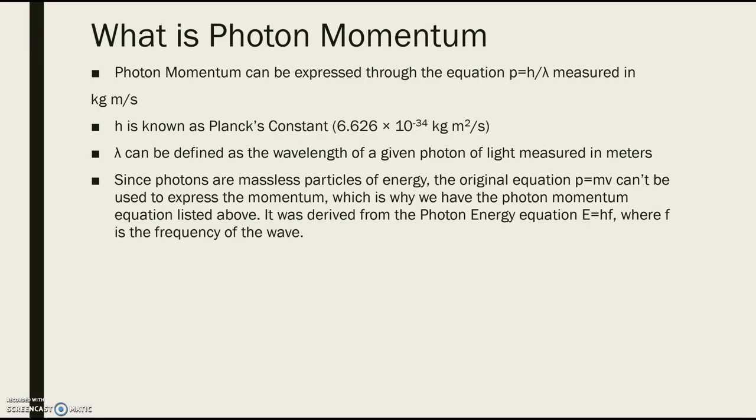Since photons are massless particles of energy, the original equation, P equals mv, can't be used to express the momentum of photons, which is why we have the photon momentum equation listed above. It was actually derived from the photon energy equation, where E, or energy, equals h times f. H is Planck's constant, and f is the frequency of the wave.